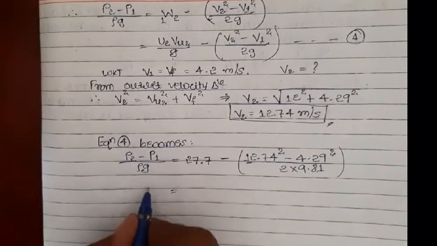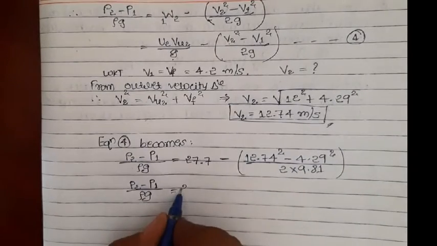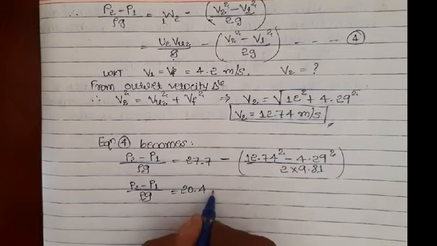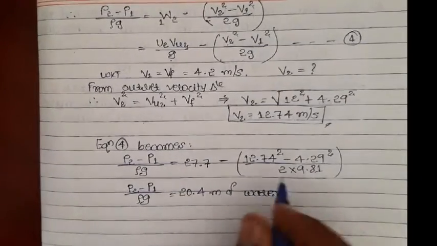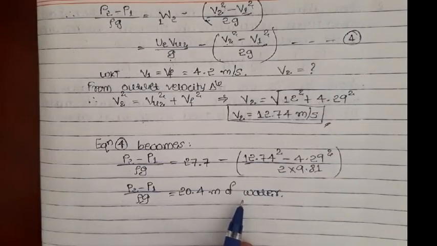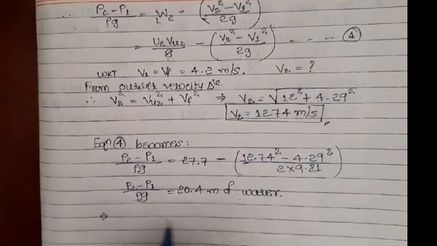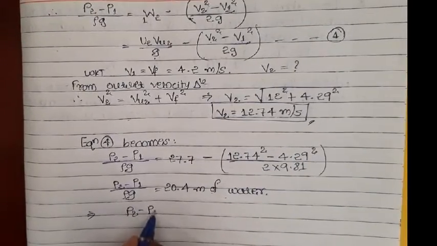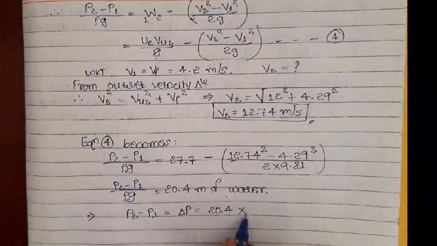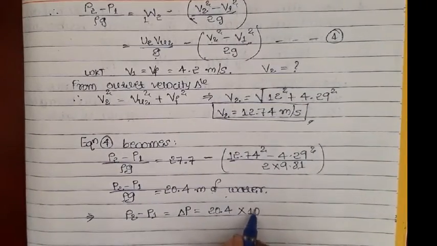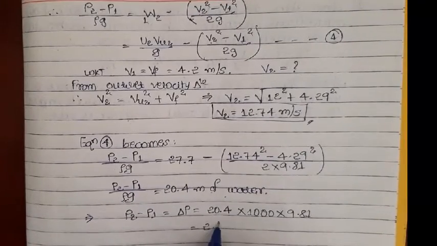Right? So upon the calculation, this value, the pressure head across the rotor, becomes 20.4 meter of water. So now this is in the meter of water unit, right? So let us take this into this side. So therefore this is the pressure head. So P2 minus P1, or delta P, becomes 20.4 into the density, 1000 for water, and g 9.81, so it becomes 2 bar.